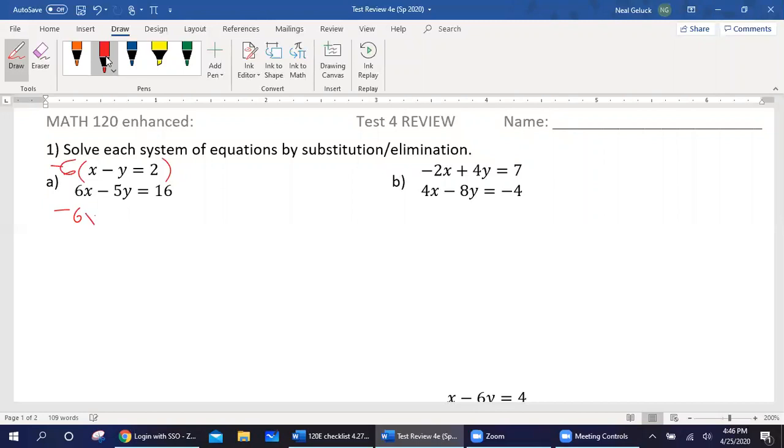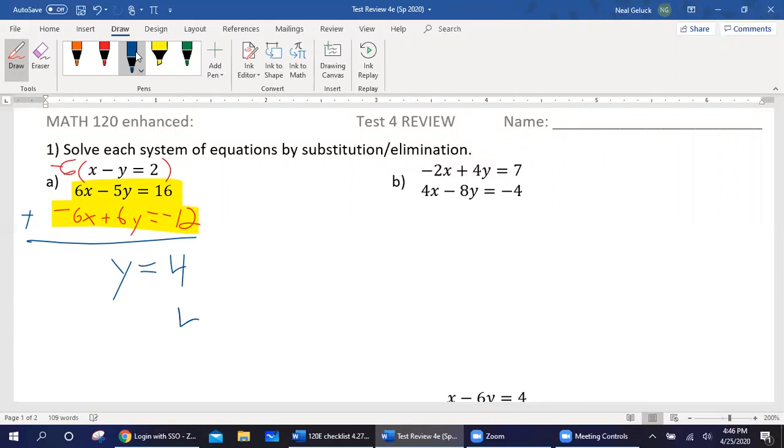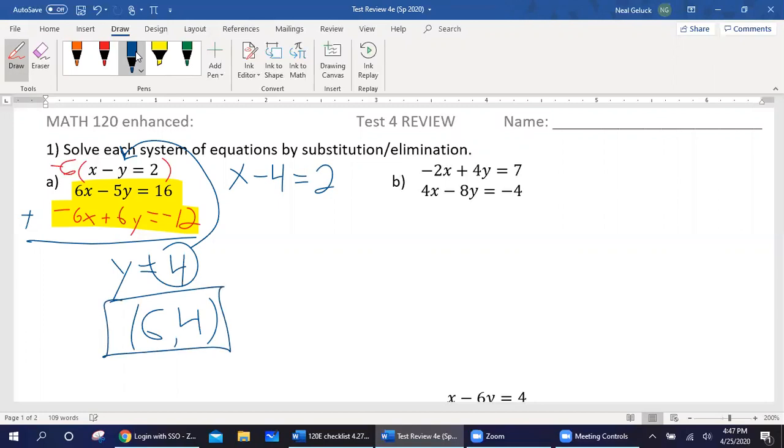So that'll change it to -6x plus 6y equals -12. So now if I add these two equations together, that'll eliminate the x's and I get y equals 4. So I've got the y by itself. Then I just need to plug in y somewhere to solve for x. I would maybe plug it in right here. That would be x minus 4 equals 2, which means x has to be 6. And remember, you can always plug those x's and y's in to check each original equation, and it should work.